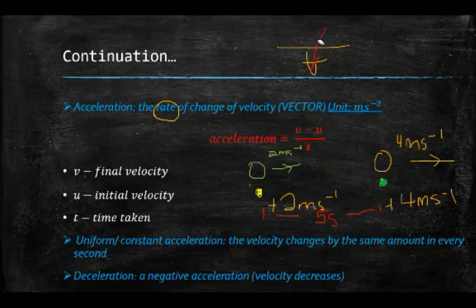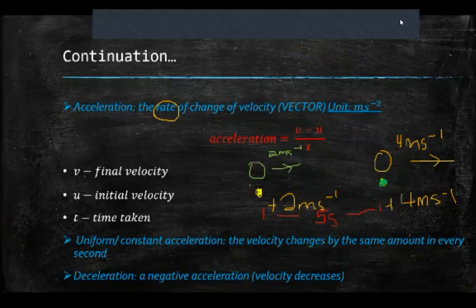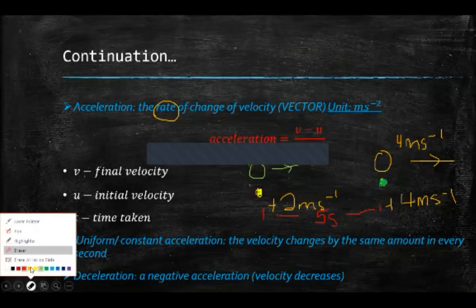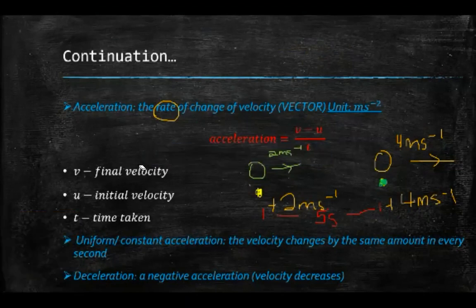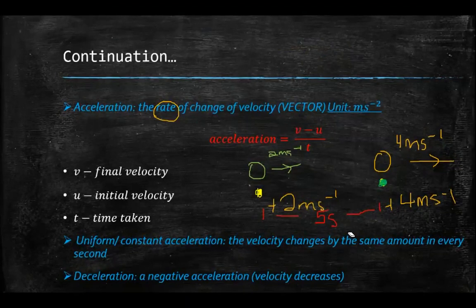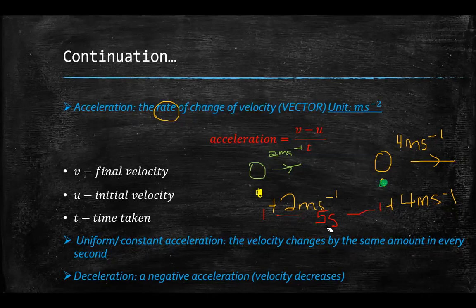They asked me to find acceleration. According to my formula, acceleration is the change in velocity. So let me just go through this. V is the final velocity, which would be 4 in this case. U is the initial, which would be 2. Initial means the velocity you start with, right? And then T is the time taken between these 2 points. So V is 4, because that's my final velocity. U is my initial velocity, the velocity I start with, which is 2. And the time taken between these 2 points is 5.